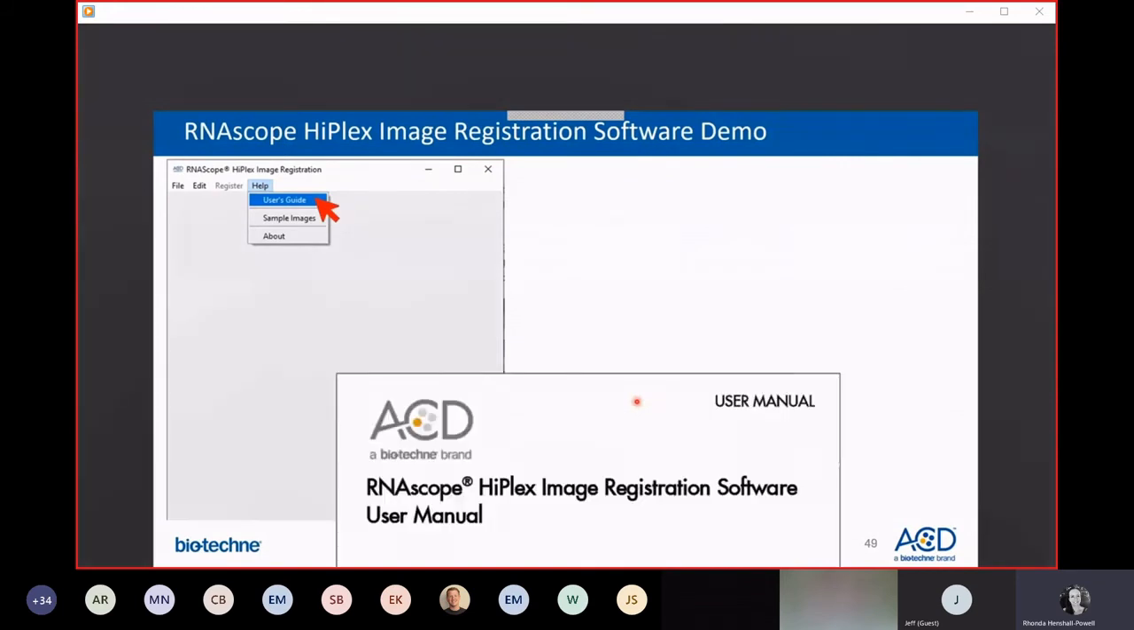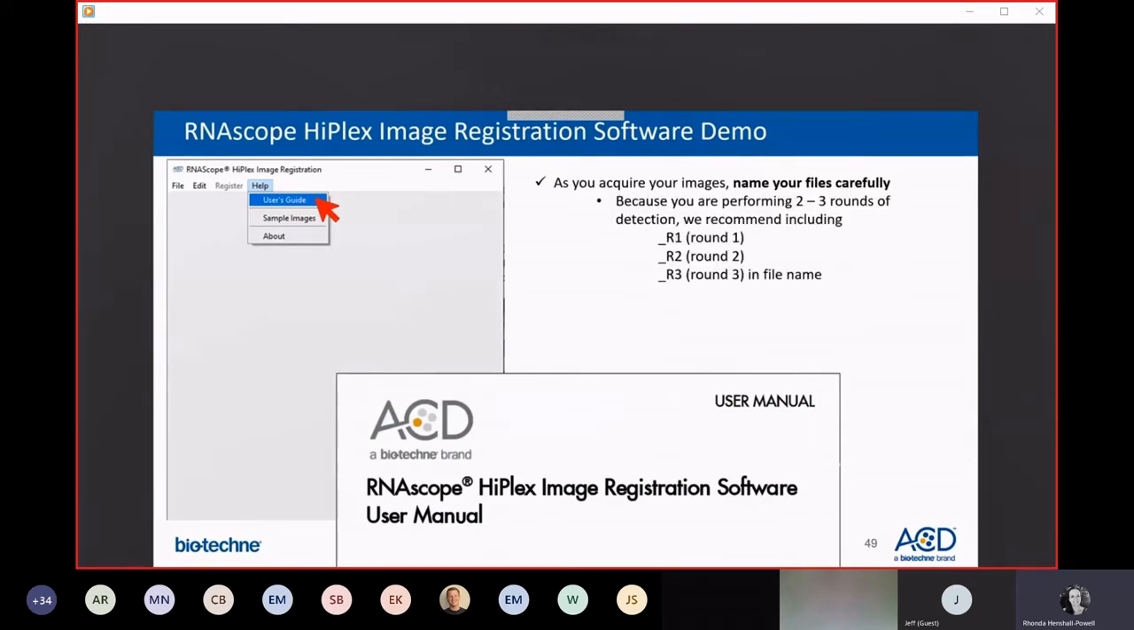The user manual that comes with the image registration software is really pretty detailed. It has screenshots so you can follow along, and there's really no substitute for just getting into the software and clicking around. But I'll take you through a demo of what the workflow looks like. If you go to the File menu in the registration software, click on User's Guide. This will pop up the PDF of the user manual.